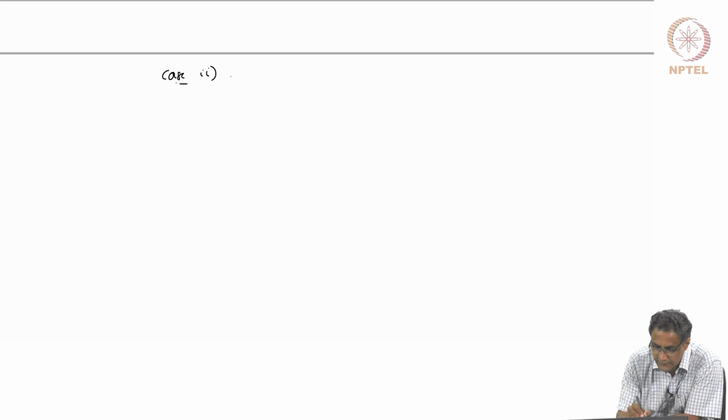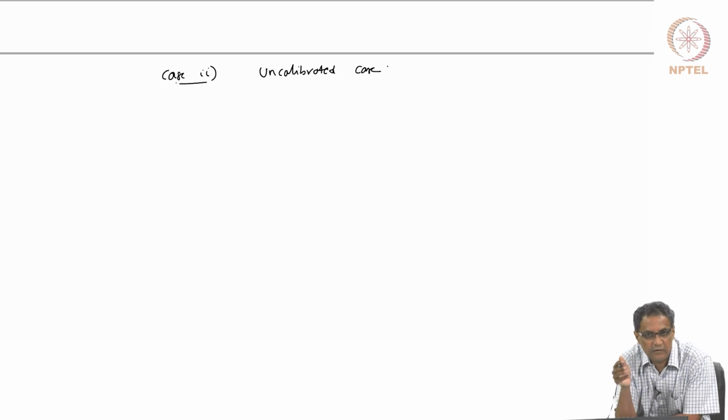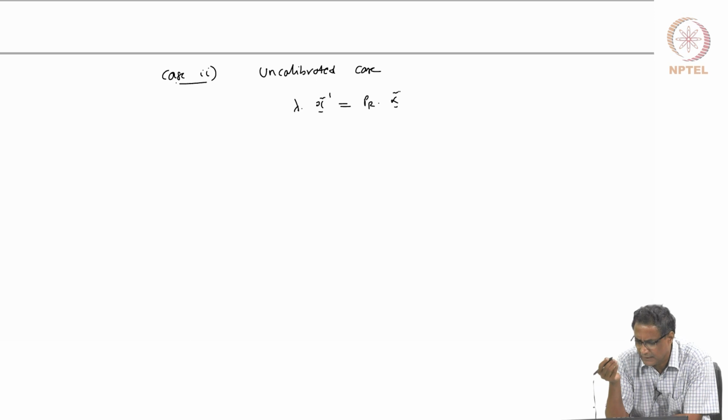So case 2, uncalibrated. Whatever HS inverse is doing, HS undoes it, and therefore this ambiguity is there. So in an uncalibrated camera, you don't know KL, you don't know KR, so basically intrinsics are not known. Therefore, if you rewrite the earlier situation, it will become something like PR into X tilde, because we can't decompose PR now. We can't write it as KR, RT and so on, because we just don't know.